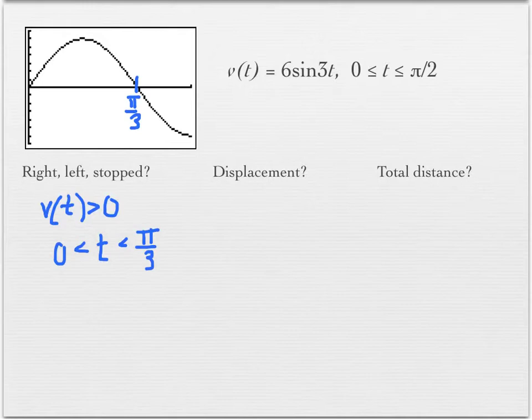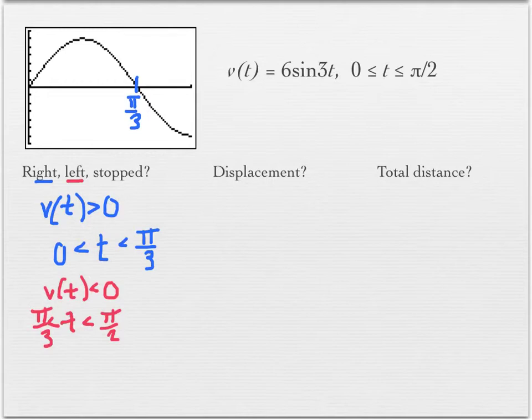So that's when it's going to the right. When is it going to be going to the left? Well, of course, that's when my velocity is going to be less than 0, and that's going to be when t is less than pi over 2 and greater than pi over 3.